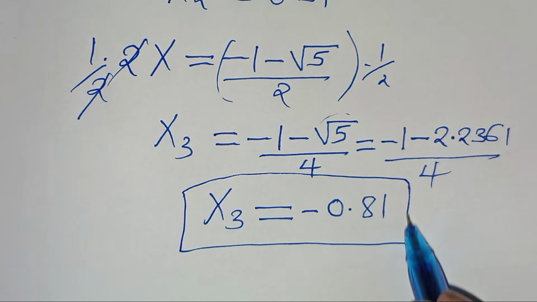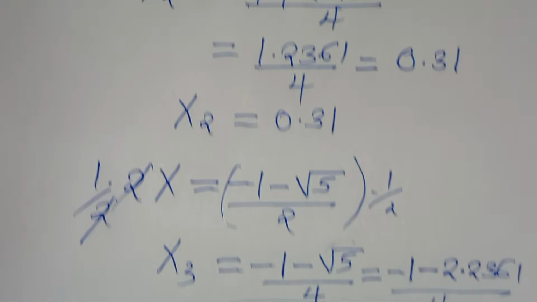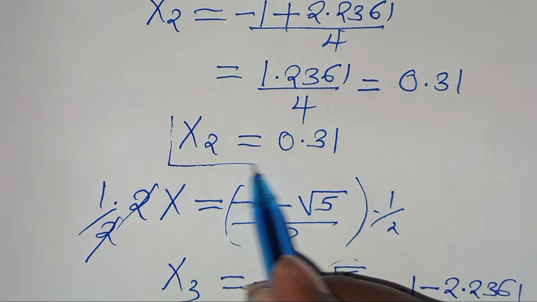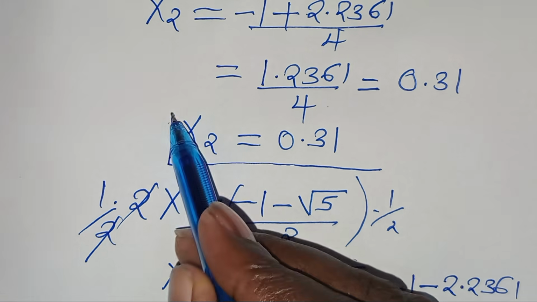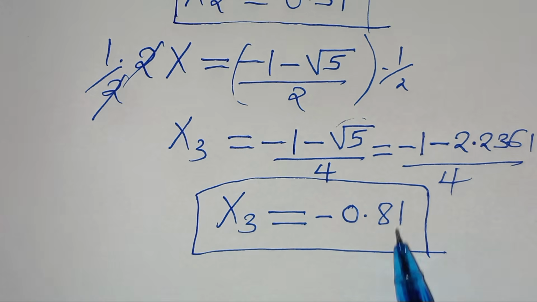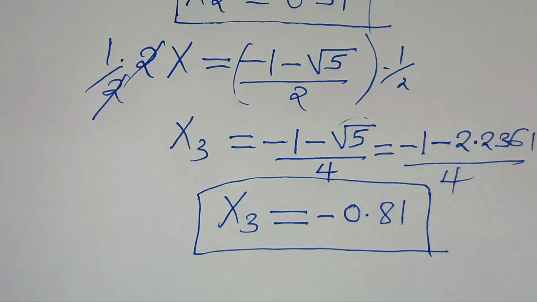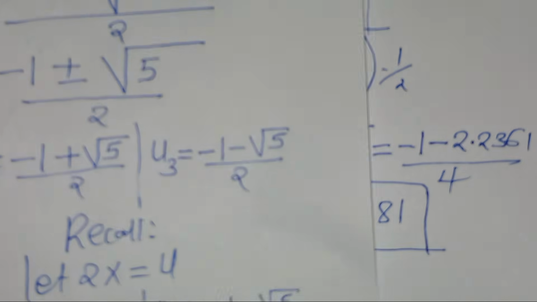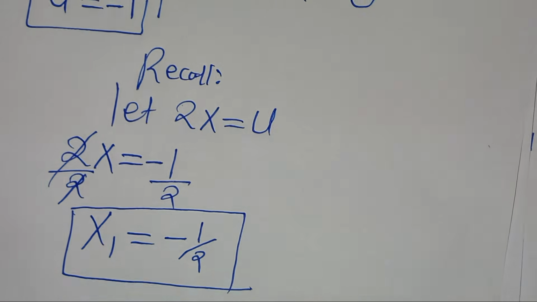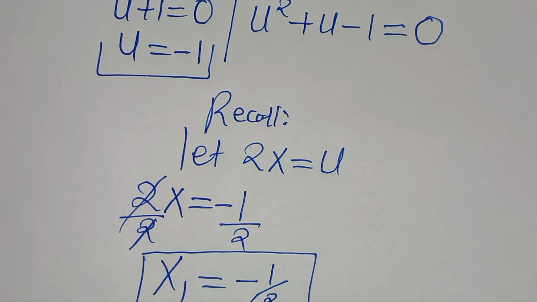So we have got 3 solutions here. We have x2 here, which is 0.31, we have x3, which is negative 0.81, and then we have x1. We have x1 here, which is negative a half. So we have got 3 solutions to this algebra problem.